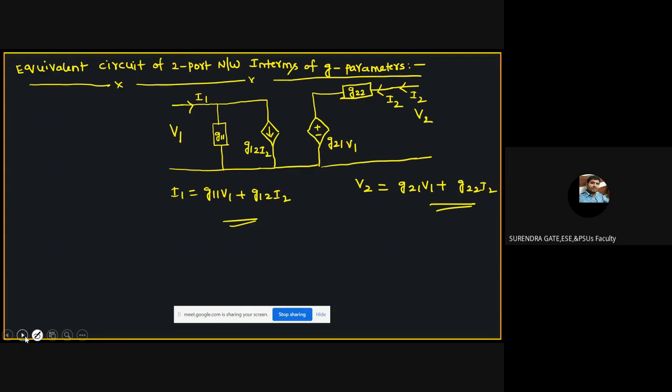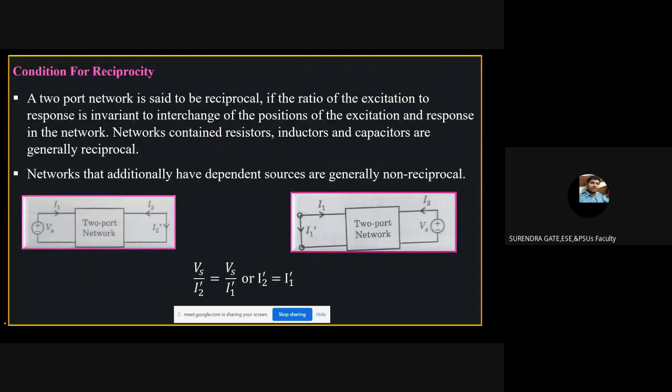Okay. With this knowledge of the different types of two-port network parameters, I want to discuss how to find the condition for reciprocity and the condition for symmetry. If any two-port network is given, how do we analyze the condition for symmetry and the condition for reciprocity? First, we will see how to check the condition for reciprocity in a two-port network.